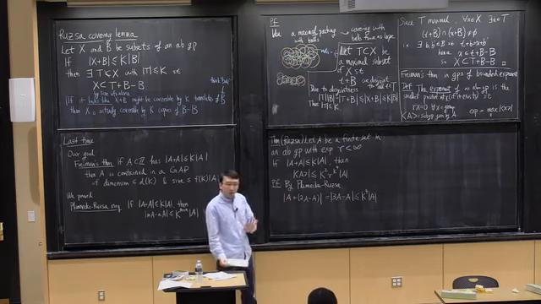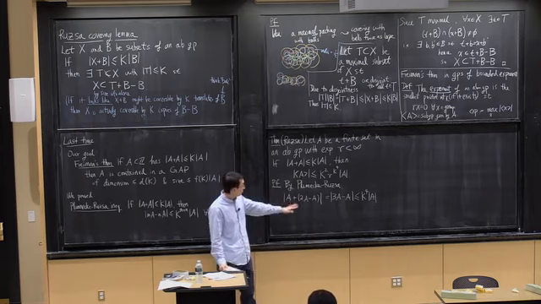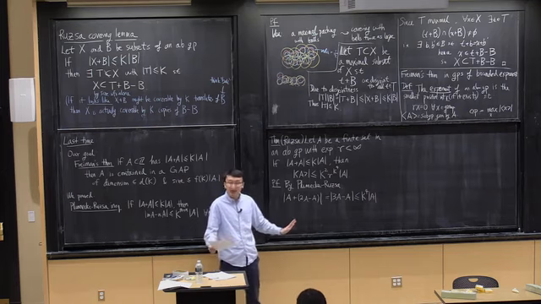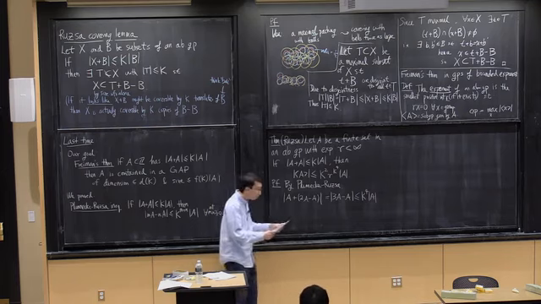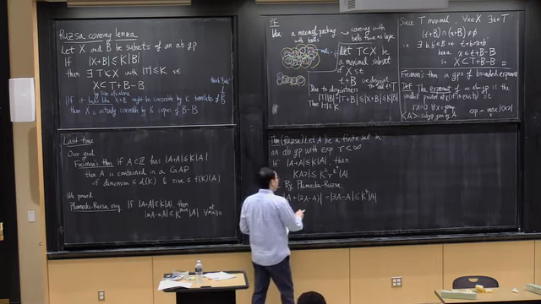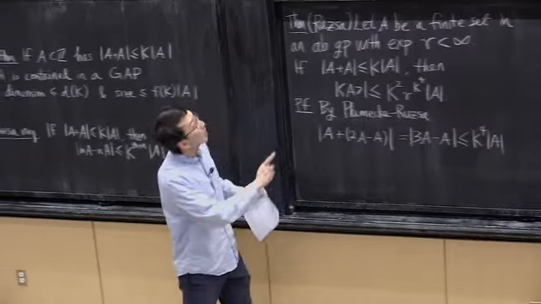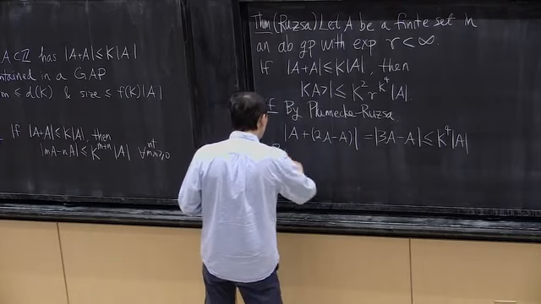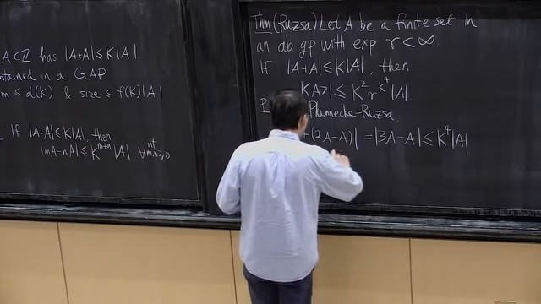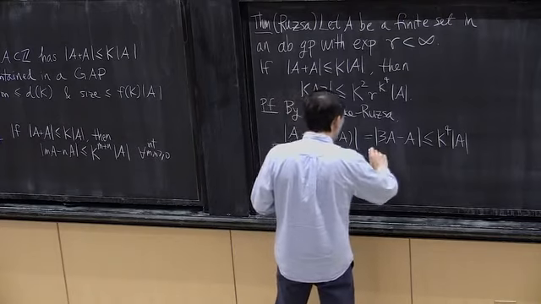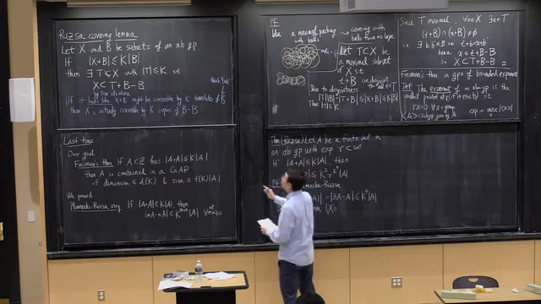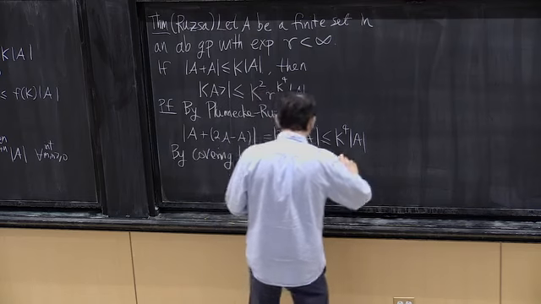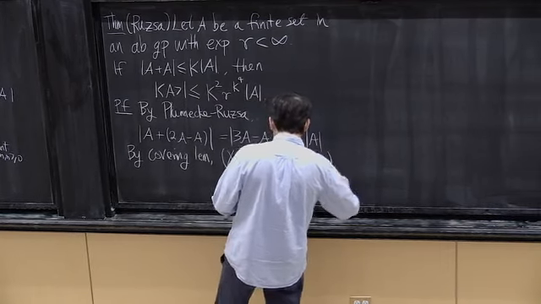So Ruzsa is a very nice tool to have. It basically tells you if you have bounded doubling, then all the other iterated sums are essentially controlled in size. And we're using that here. Now we're in the setting where we can apply the Ruzsa covering lemma, using the notation earlier, with X equal to 2A minus A and B equal to A.